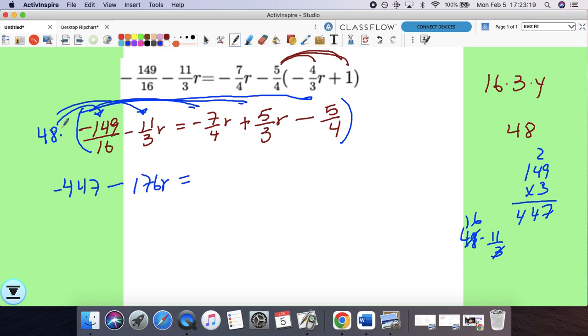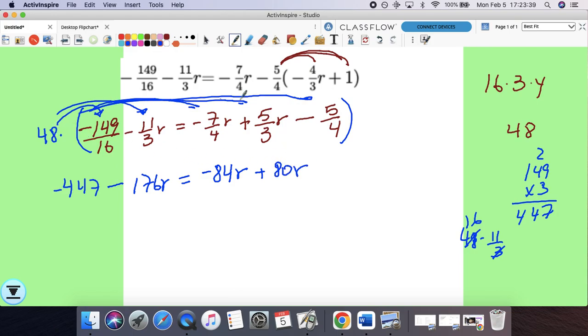Equals 48 times negative 7 over 4. Well, 48 divided by 4 is 12. 12 times 7 is 84. That's negative 84r. 48 times positive 5 over 3. Well, first of all, it's positive. 48 divided by 3 is 16. 16 times 5 is just 80. So up to these two, you don't need a calculator.